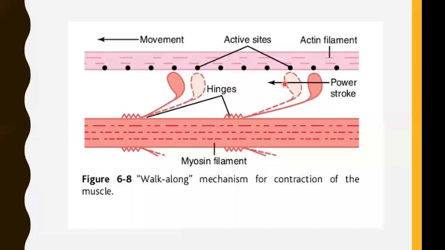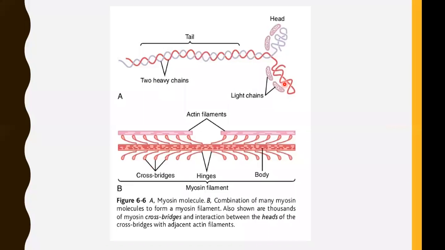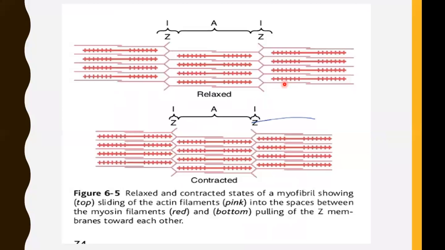Walking hand in hand, walking together, walking in company. The actin and the myosin are working, they are contracted in company, right? The second mechanism, you can see the one was the walk along theory, the second one is the sliding theory.